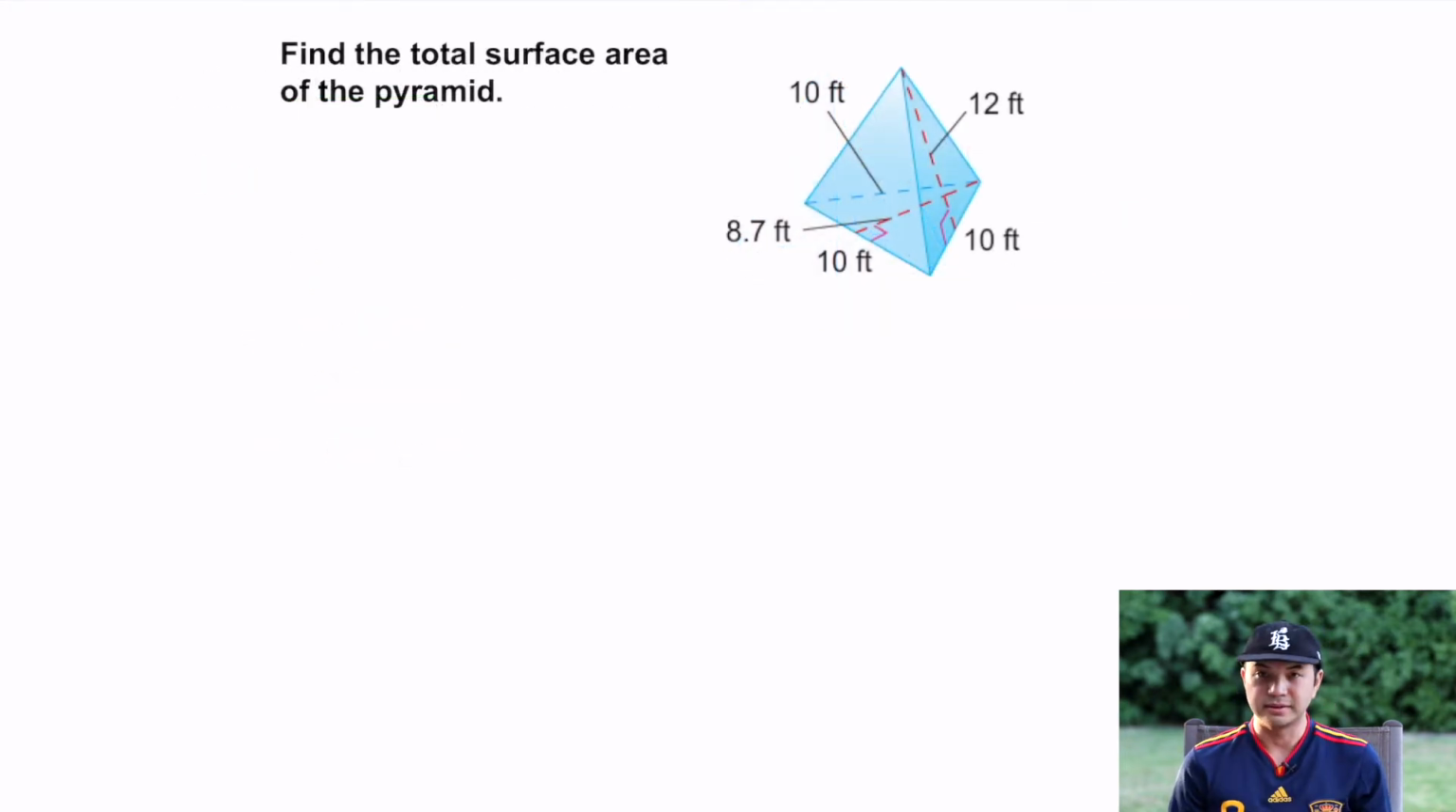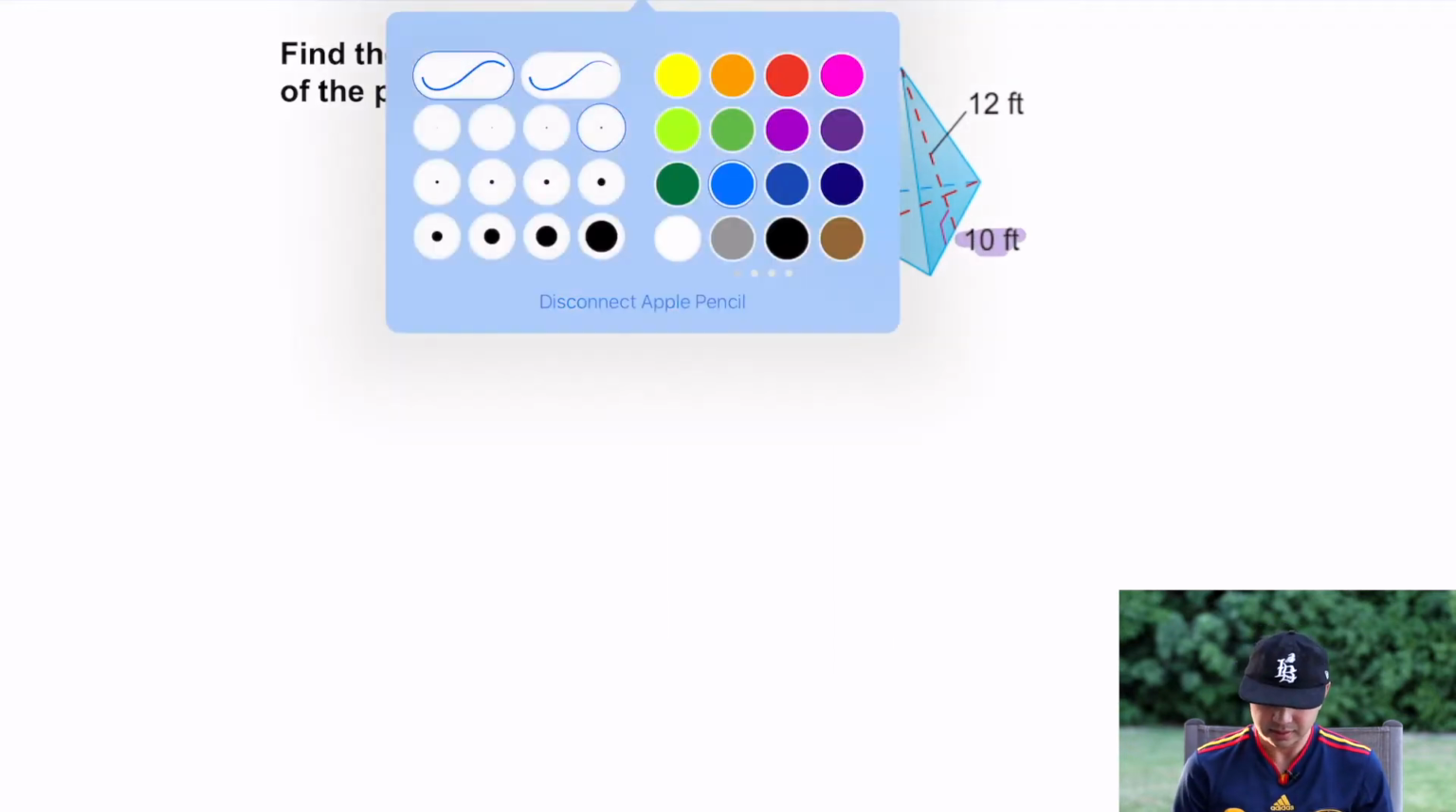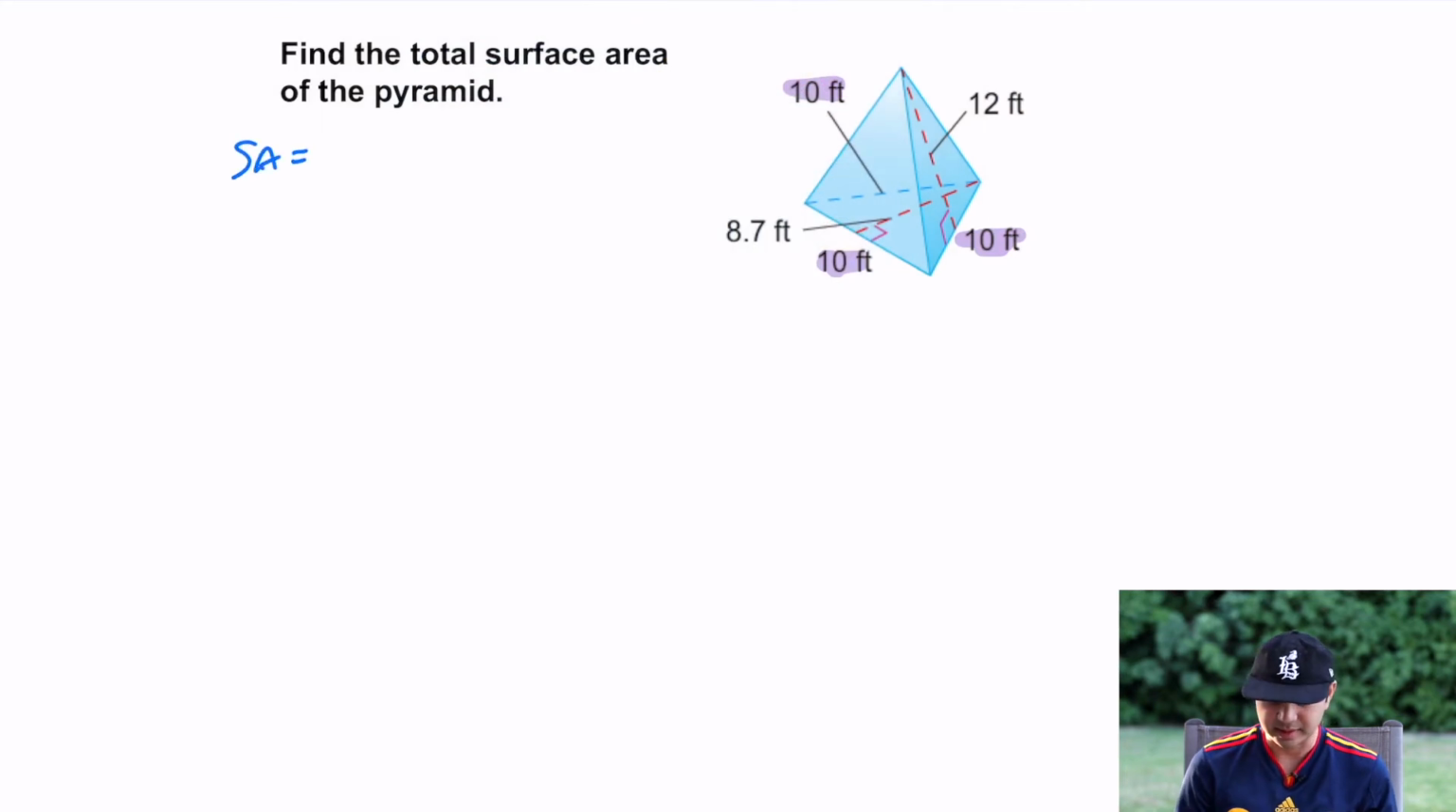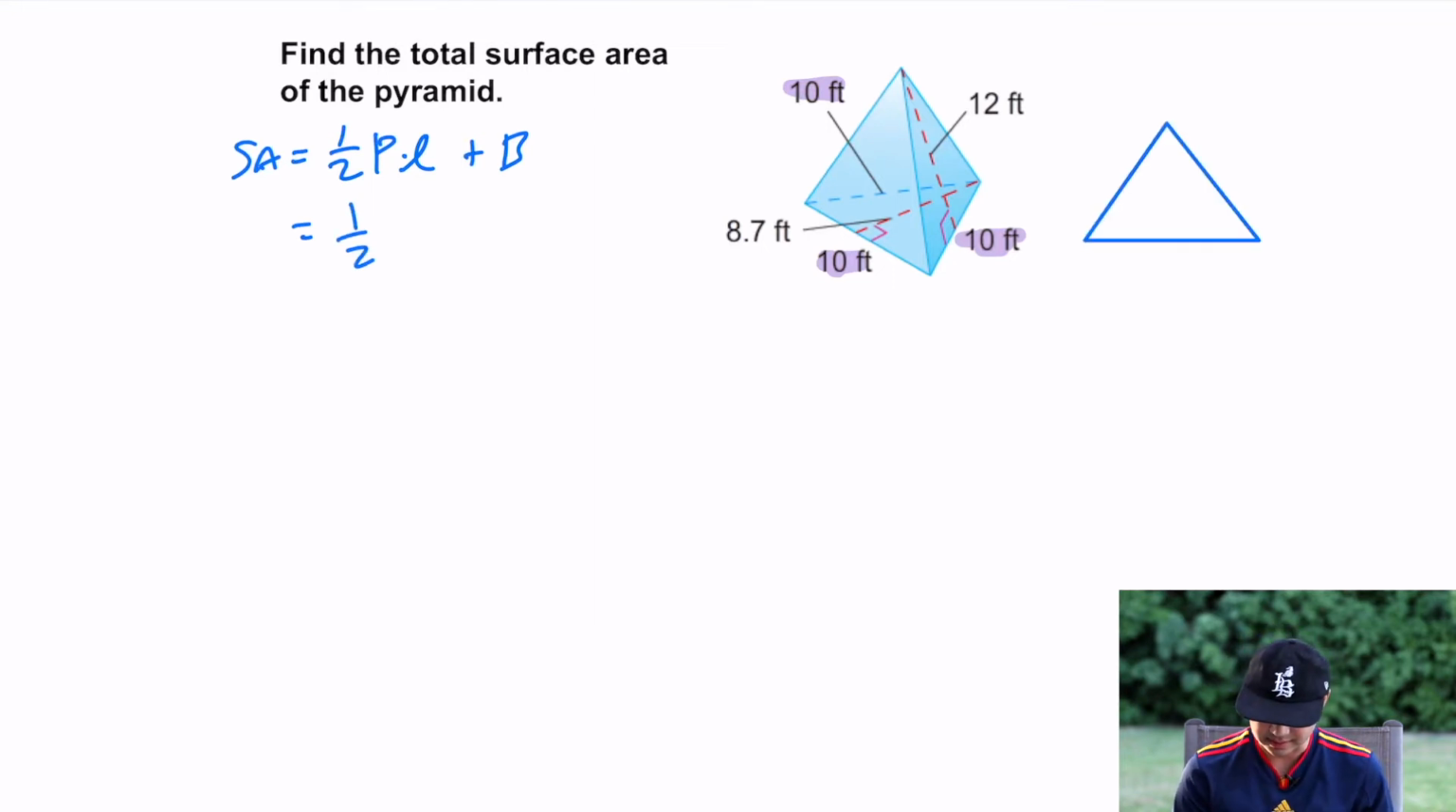Okay, so this is a little different. This is a triangular pyramid, but it's still a regular pyramid, even though it doesn't look like it. So 10, 10, and 10, it's still a regular pyramid. So we can still work with this. So surface area is going to be the lateral area, which is 1/2 the perimeter of the base times the slant height plus the base area. So 1/2 the perimeter of the base. So this is 10, 10, and 10. And then over here, right there, that shows 8.7.